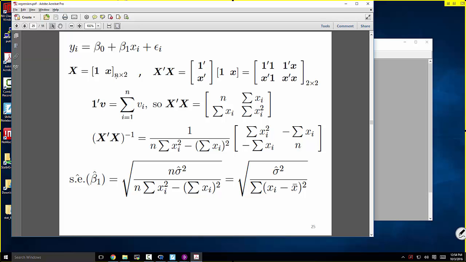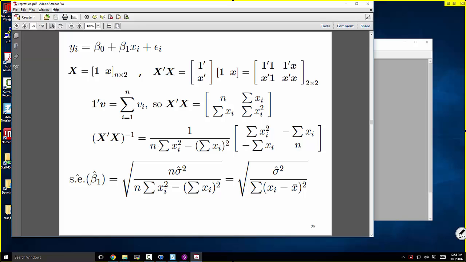n rows. 1 transpose x would be the sum of the x's. X transpose 1 would be the same thing. And x transpose x would be the sum of the squares of the xi's. That's x transpose x. And then you can use the simple rule for inverting a 2 by 2 matrix to get this. X transpose x inverse is 1 divided by the determinant of it times a slightly reorganized version of x transpose x.